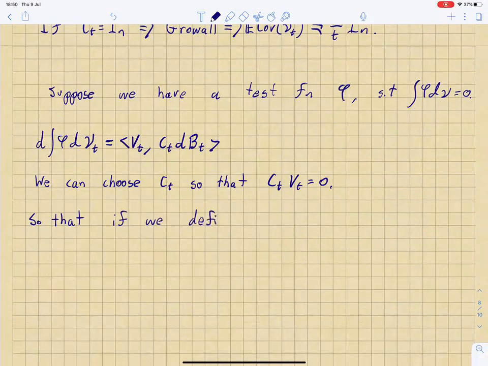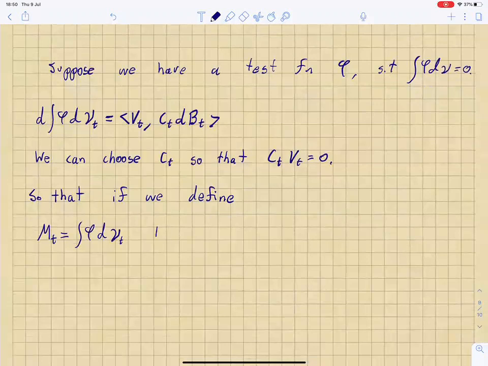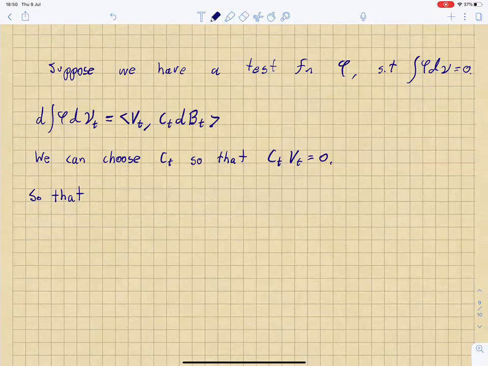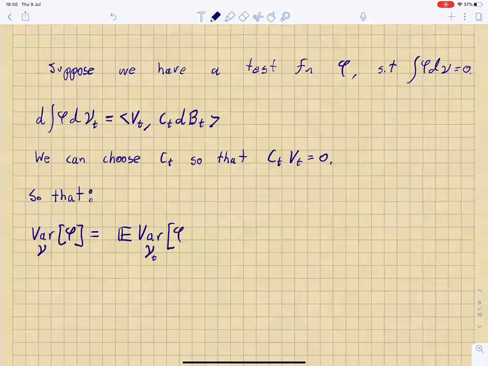In this way, if we define the martingale m t to be just the integral of phi d nu t, okay, actually this is a bit dumb. This way I just made it constant. So let me just write the conclusion: the variance with respect to nu of phi is just the expectation of the variance with respect to nu t of phi for every t. Just because I kept the integral the same, and the second moment is a martingale, since the integral of phi squared d nu t is a martingale.